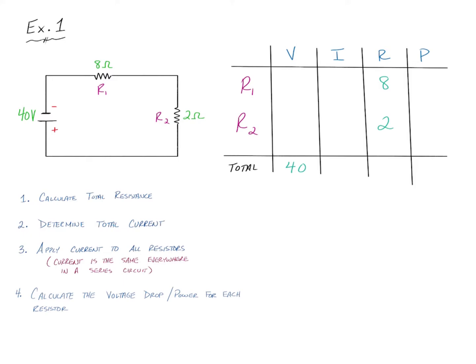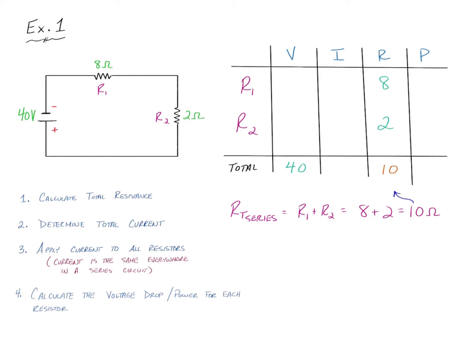Now we identify that this is a series circuit, so we know that the total resistance in a series circuit is simply the sum of all the resistances. So we realize here that 8 plus 2 gives us 10, so I can put that down for the total resistance of the entire circuit.